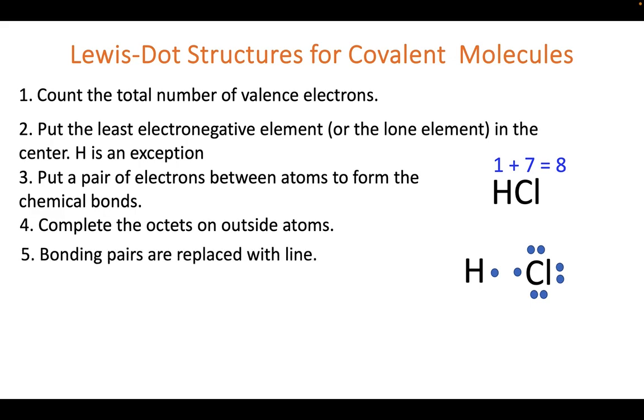And then bonding pairs are just going to be replaced with a line. So instead of 2 dots, it's going to be the line that represents that it is a bonding pair of electrons. And now if you draw an imaginary circle around chlorine, chlorine has 2, 4, 6, 8. It has its 8 electrons. And if you draw a circle around hydrogen, it has its 2 electrons, so everybody's happy. There's a total of 8 valence electrons, and all atoms have their full outer shell.